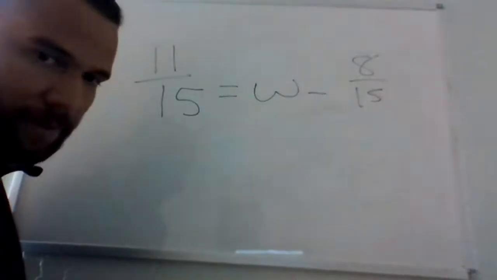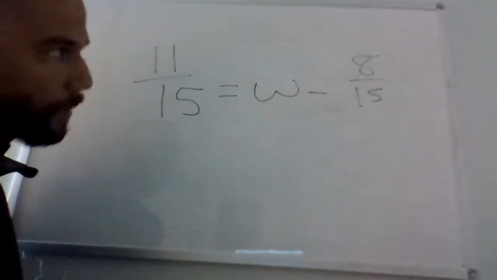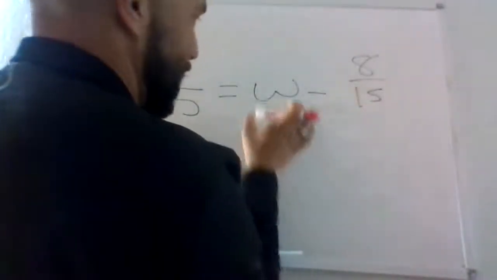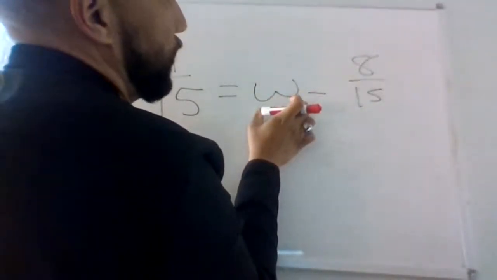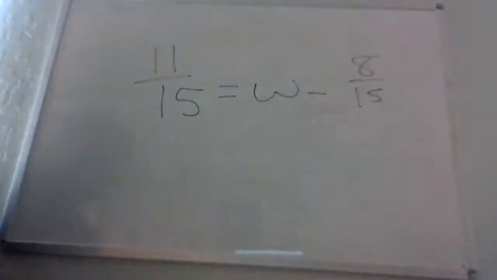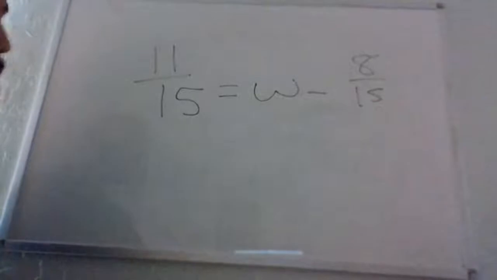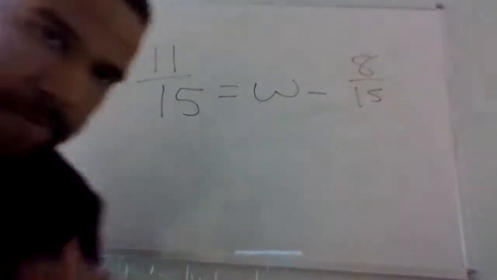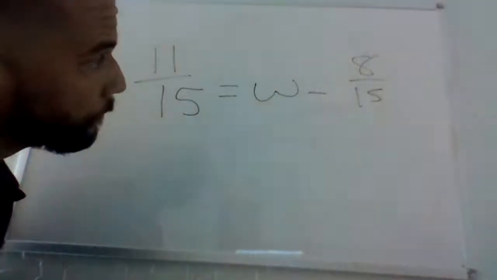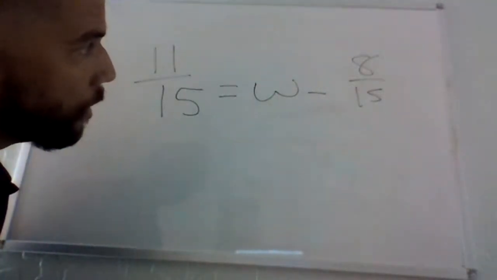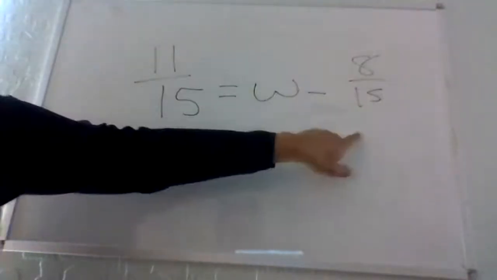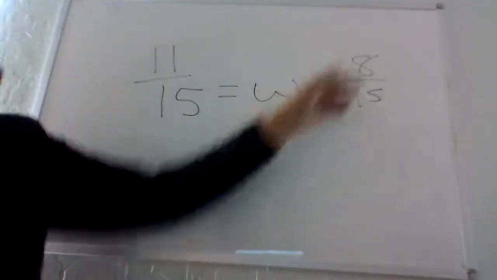Does that make sense so far? Yes. Okay. So what do I need to do so I can get this W by itself so I can figure out what it equals? What do I need to do? Move it over the equal sign. Well, I can't move it yet because I still have this minus 8/15. So what do I need to do with this minus 8/15?